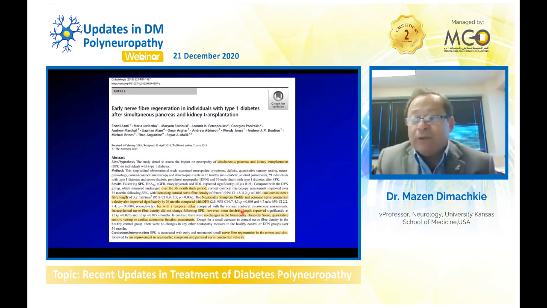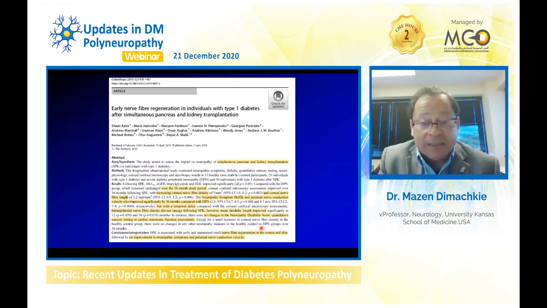So in brief, you expect to see some positive changes as a result of transplant in the nerves of the limbs, as well as in the cornea. But where it lags is in autonomic symptoms. These tend not to improve. For example, cardiac autonomic function assessment did not improve.